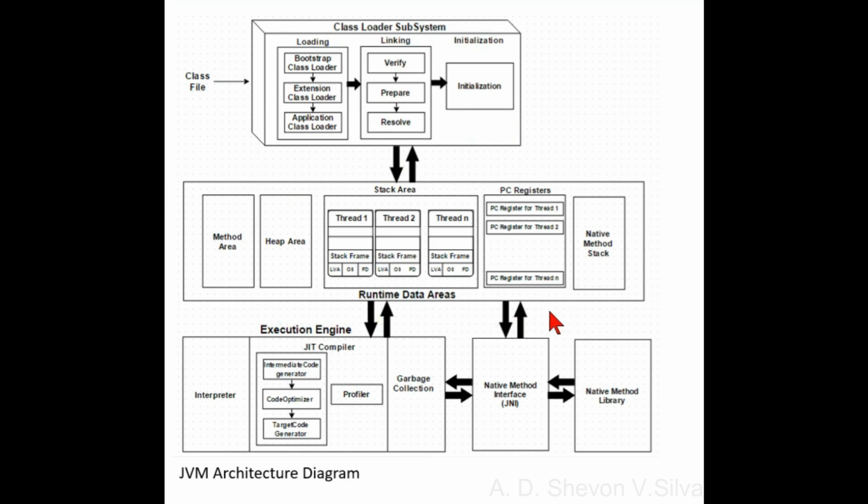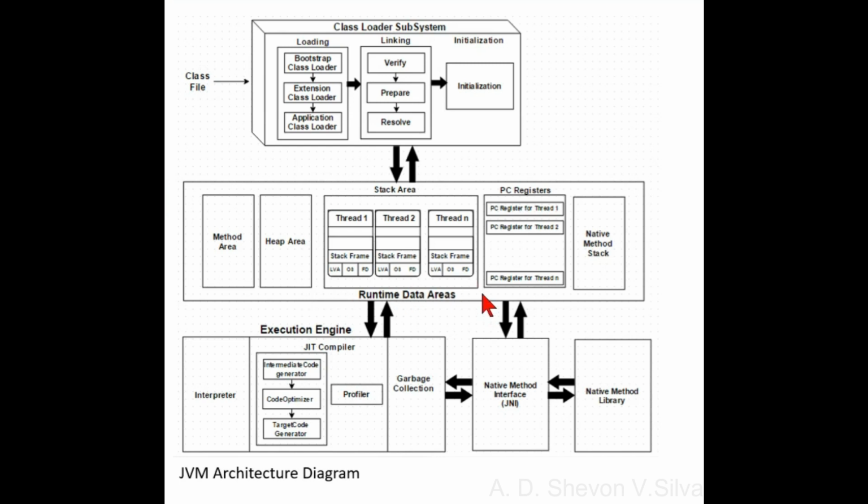Runtime data area. The runtime data area is divided into five major components. Method area: all the class level data will be stored here, including static variables. There is only one method area per JVM and it is a shared resource. Heap area: all the objects and their corresponding instance variables and arrays will be stored here. There is also one heap area per JVM. Since the method and heap areas are shared by multiple threads, the data stored is not thread safe.